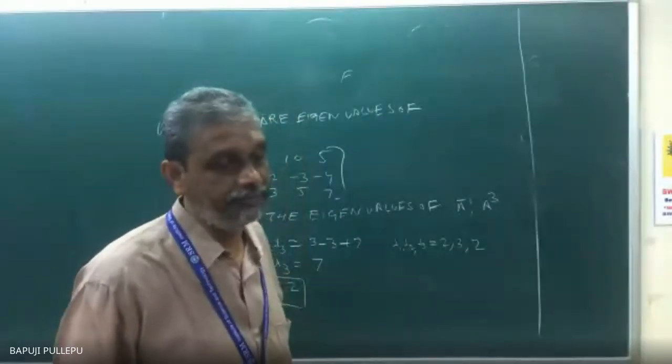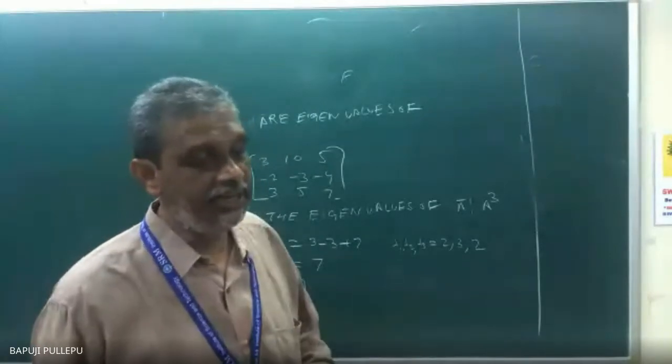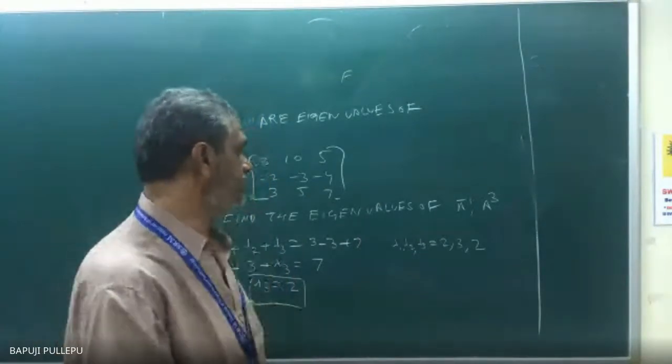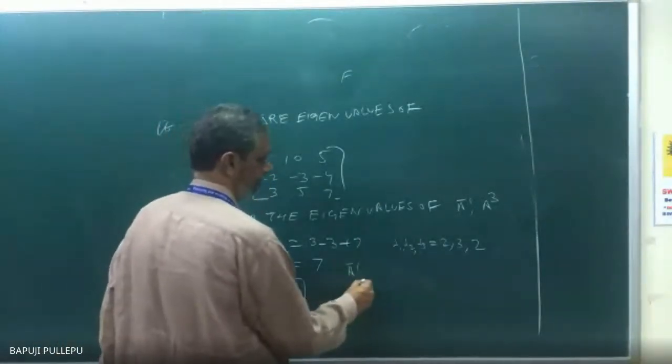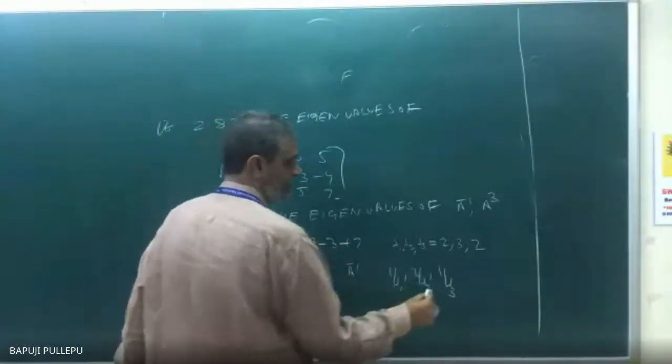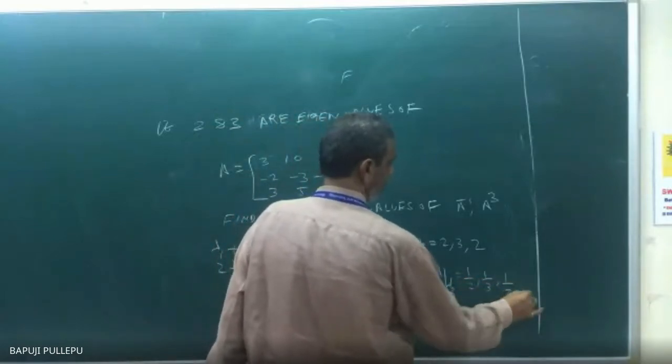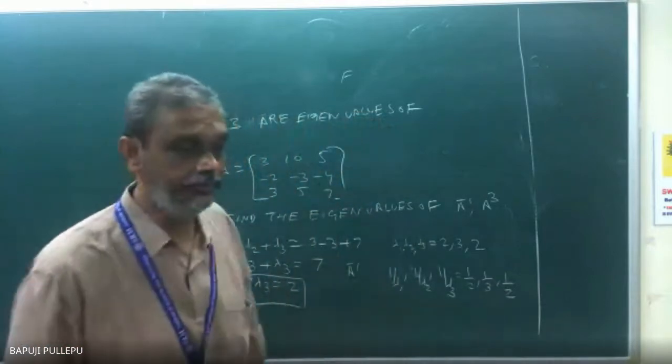Now I can play, whatever may be, I can find out. It's not a big deal now. If I have lambda 1, lambda 2, lambda 3 available in my hand, I can do whatever I want. Now the eigenvalues of A inverse are 1 by lambda 1, 1 by lambda 2, and 1 by lambda 3: 1/2, 1/3 and 1/2. Better you write it so you understand where you got it from.